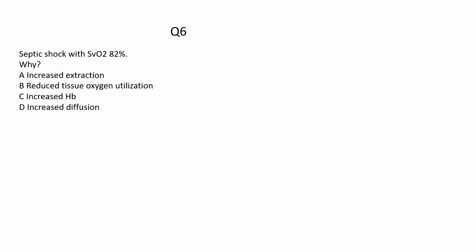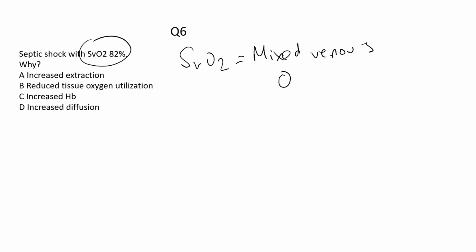All right, so this is an interesting question. Septic shock has an SVO2 of 82%. Why is this the case? So what is SVO2? SVO2 is essentially mixed venous oxygen saturation. Now, what does that mean? All that means is that it's a measure of the percent of oxygen bound to hemoglobin in blood returning to the right side of the heart.